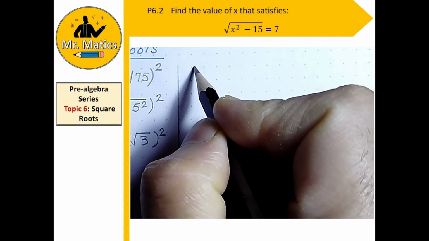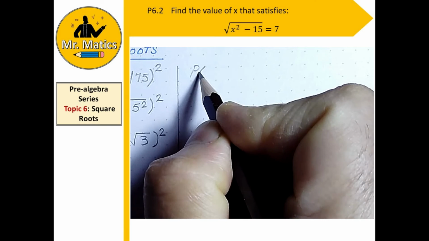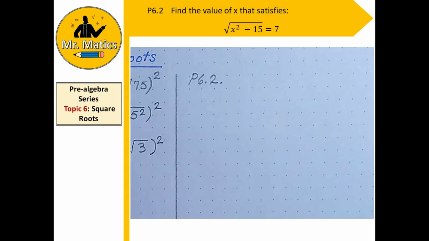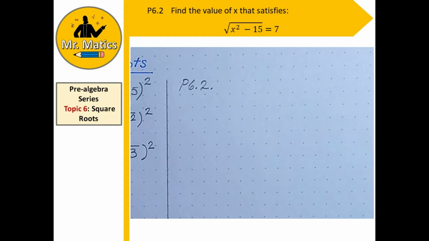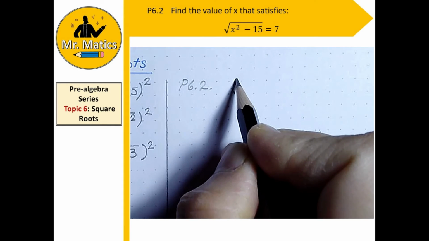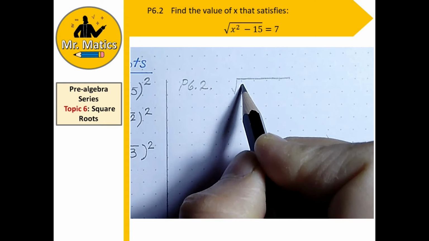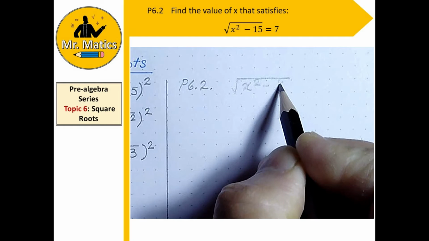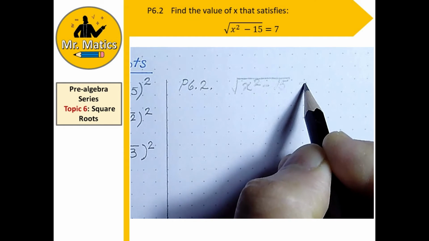Problem 6.2. We have to find x from this equation. X square minus 15 equals 7.